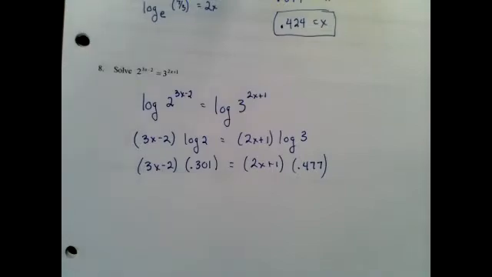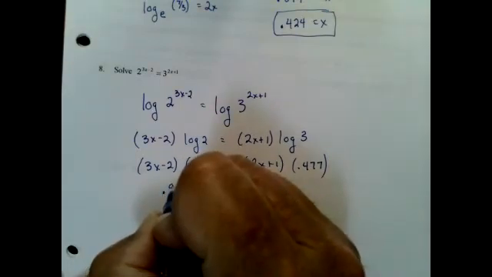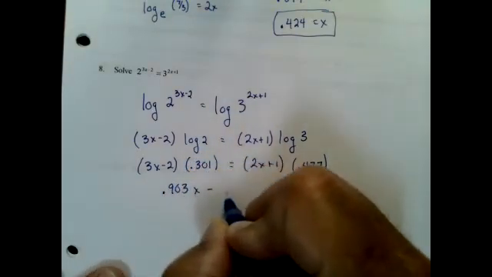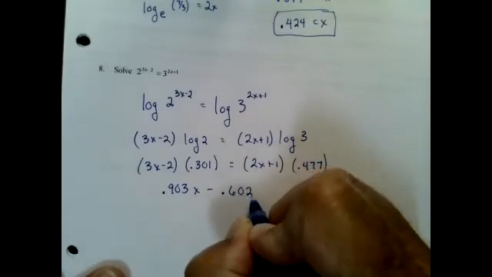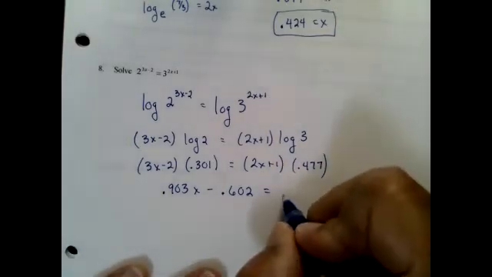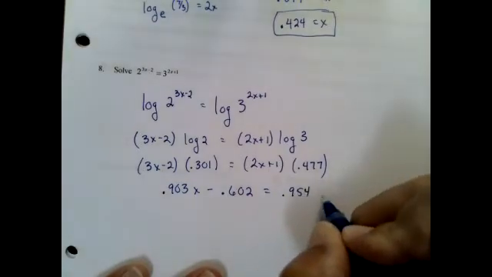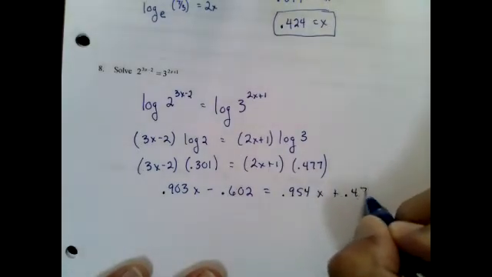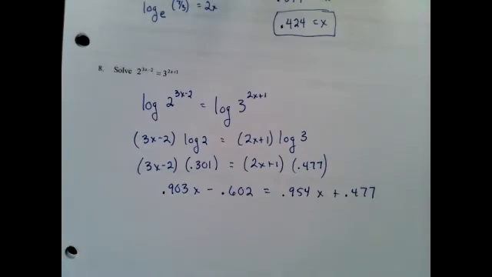So now I have some algebra work. Distribute, combine. 0.903x minus 0.602 equals, if I distribute the 0.954x plus 0.477. Yeah, you learned about working with decimals back in Algebra 1, and maybe even pre-algebra, you did some of this stuff. That was a building block for today.